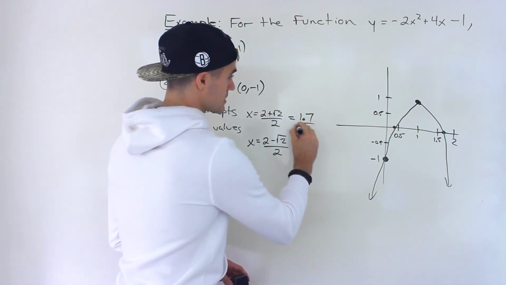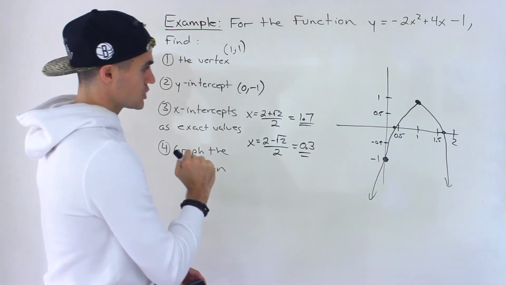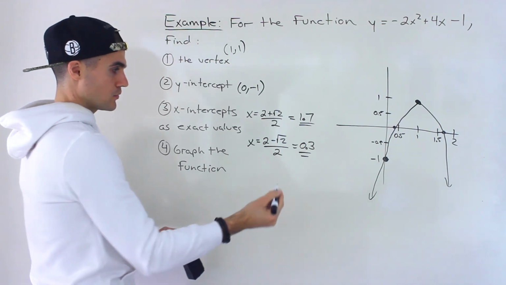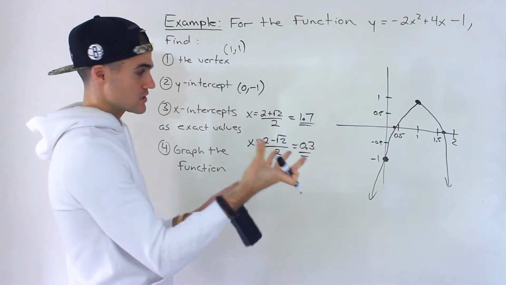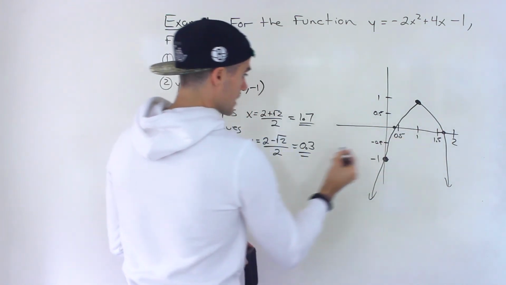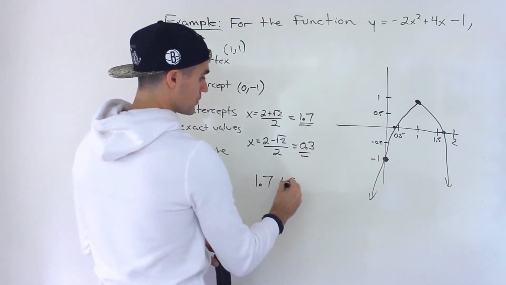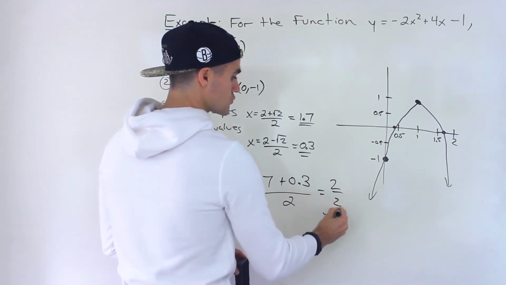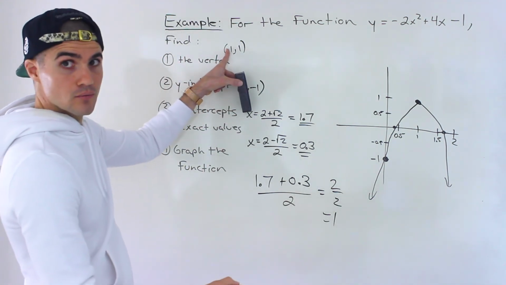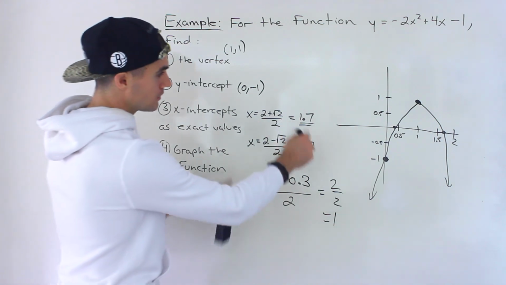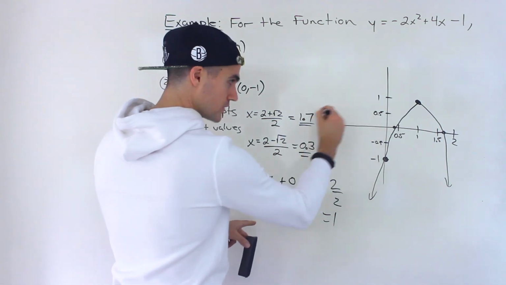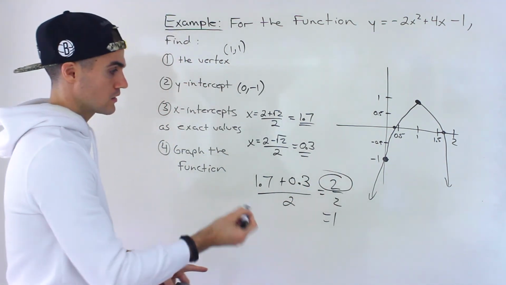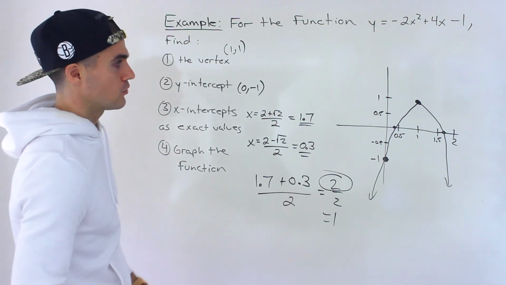And notice how these x-intercepts actually make sense, because remember we could also find the vertex from the x-intercepts. The x value of the vertex is always going to be the midpoint between the x-intercepts, and if we take both of these, 1.7 plus 0.3, and divide it by 2 to find that midpoint, we'd end up with 2 over 2, which would be 1, which would be that x value of the vertex. And we rounded these here, but if you took the full decimals of these, added them together, you'd end up with 2 in the numerator as well. So when you divide it by 2, you'd end up with 1.